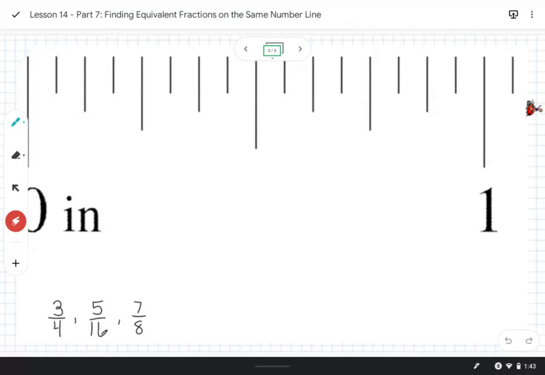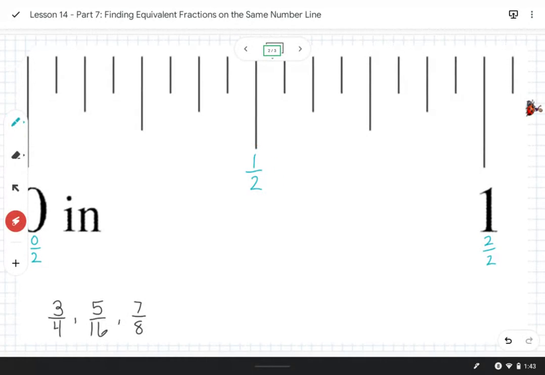That is halfway between, if we start at 0, we can count 1, 2. It's halfway between 0 and 1. So 0 inches we could think of as 0 halves. 1 inch we could think of as 2 halves. And of course, right in the middle, we have 1 half.